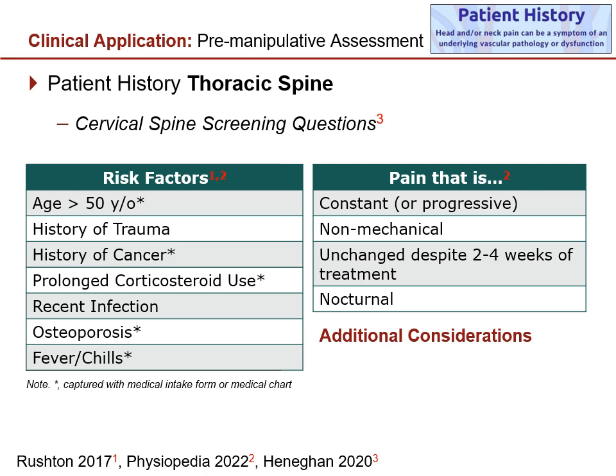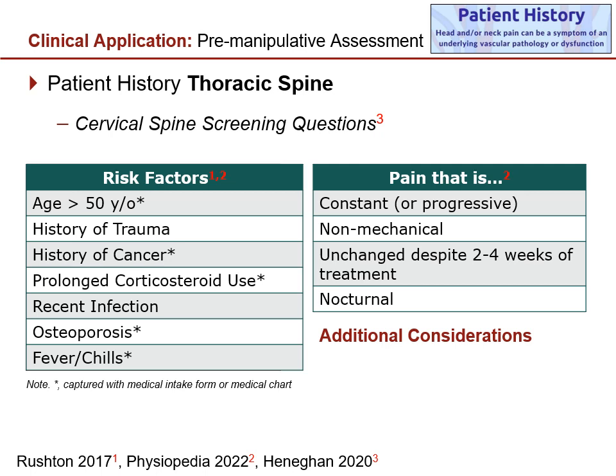So age greater than 50 years of age, history of trauma, cancer, prolonged corticosteroid use, recent infections, osteoporosis, and fevers and chills. And these aren't completely estranged from that of the cervical spine, but particularly the ones that stand out to me are the history of trauma, the older age, and the osteoporosis due to the increased risk of wedge and or osteoporotic-based fractures that can occur within the rib cage and or the thoracic spine itself.